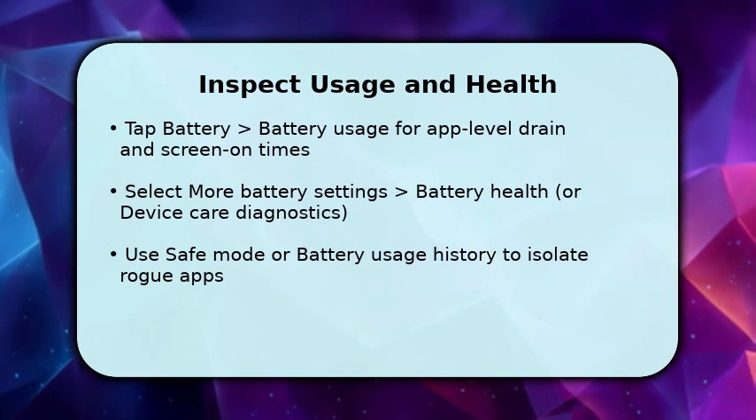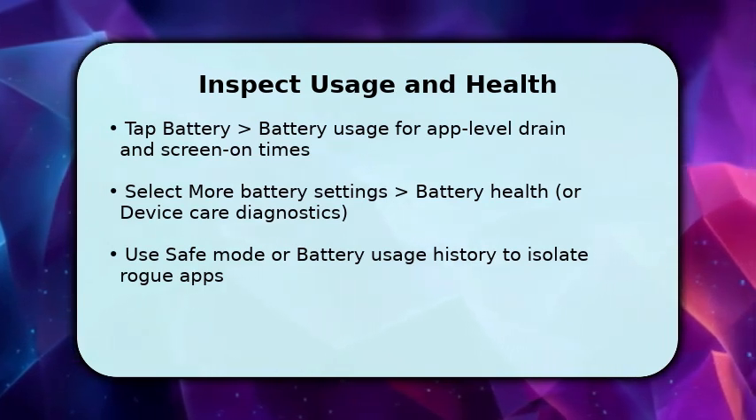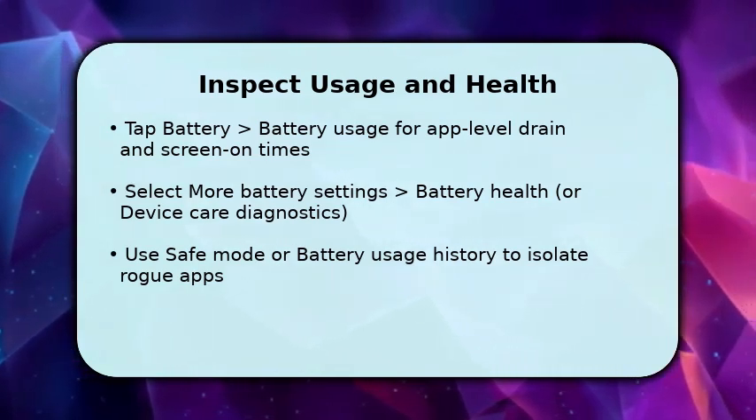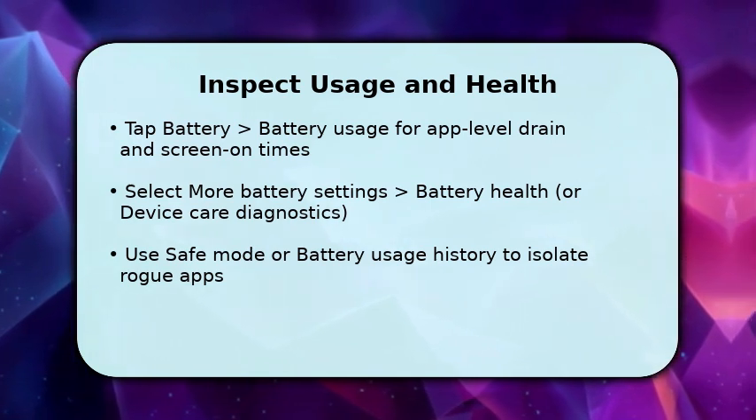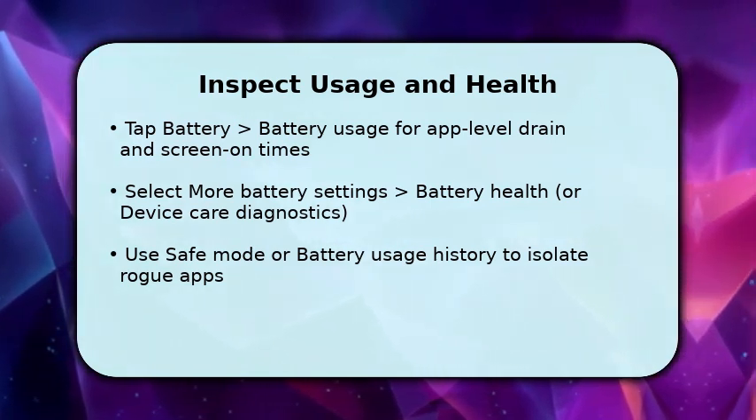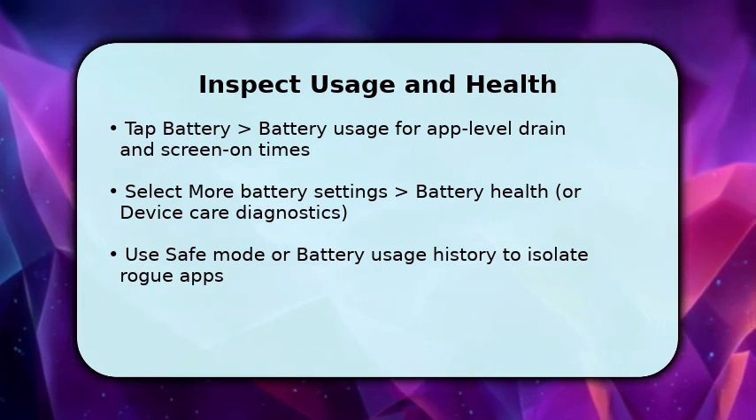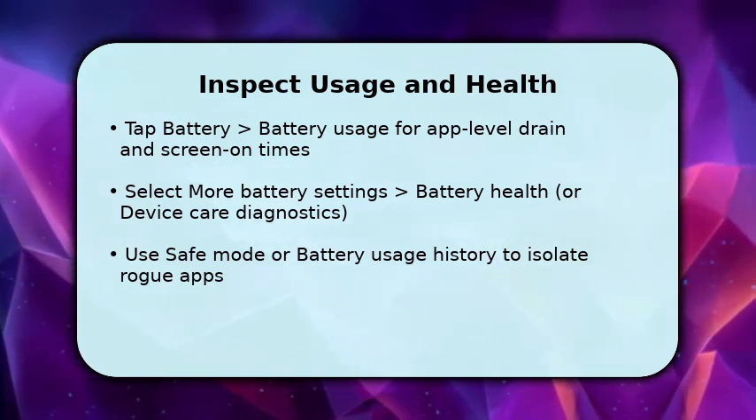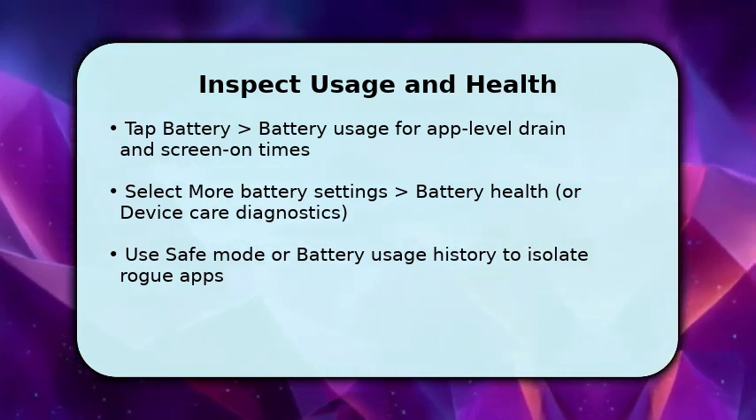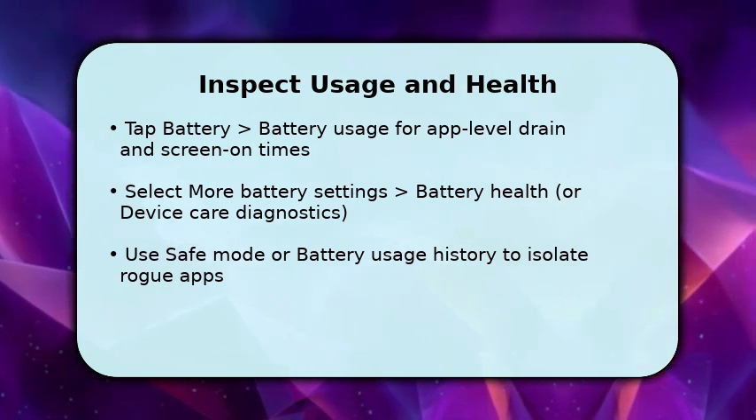You'll now inspect usage and health to understand how power is consumed. Tap Battery, then Battery Usage to view app level drain and screen on time. This shows which apps use most mAh. Once there, open More Battery Settings or Battery Health if available. Samsung added a health metric in recent updates.